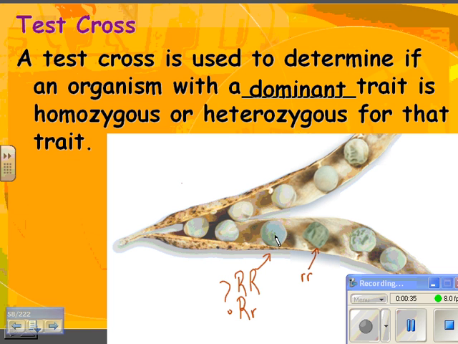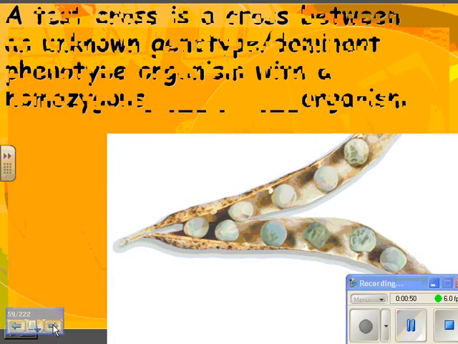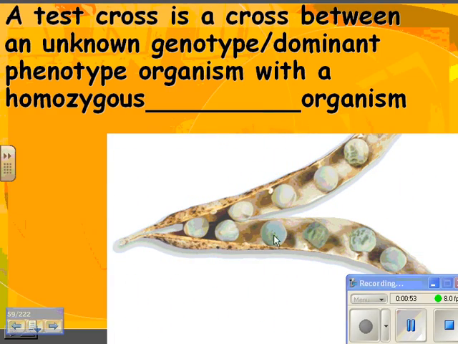So I'd like to know what this is. If I want to know, I could test this. I could test to determine if an organism with a dominant trait, like this smooth one, is homozygous or heterozygous. That's this or this. So how do I do that? The way that I do that is that I cross this unknown genotype, dominant phenotype organism with a homozygous recessive organism. So I take this one and it's either big R, big R, or big R, little r. And I cross it with a homozygous recessive. That means little r, little r.